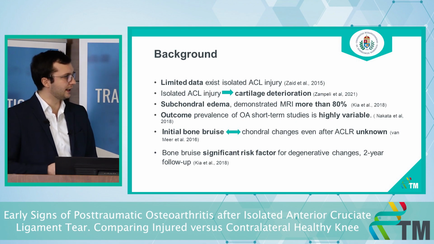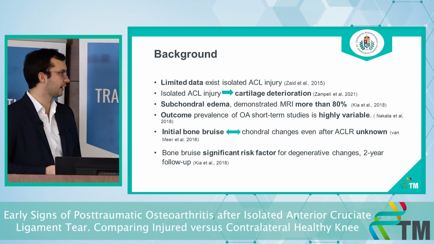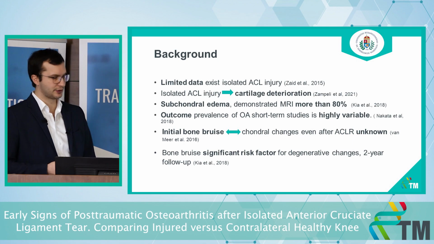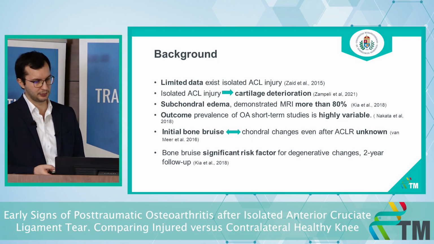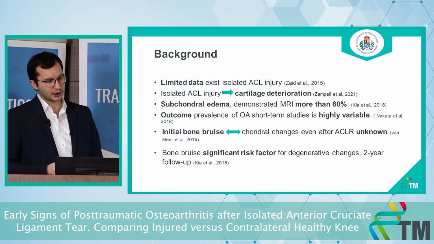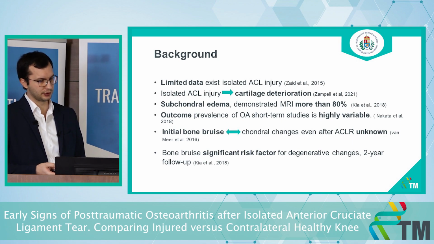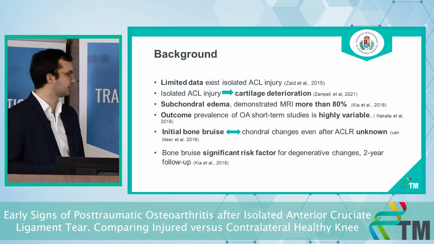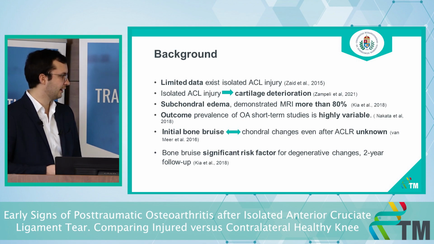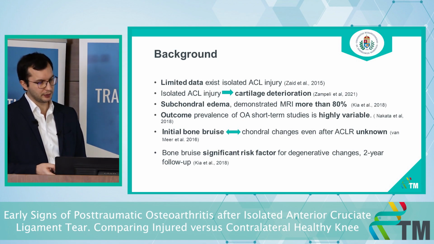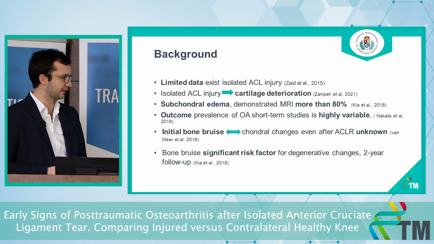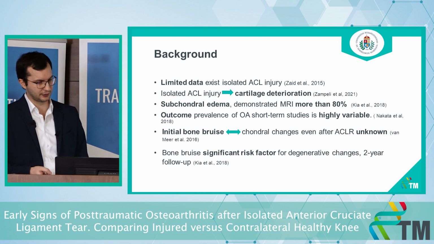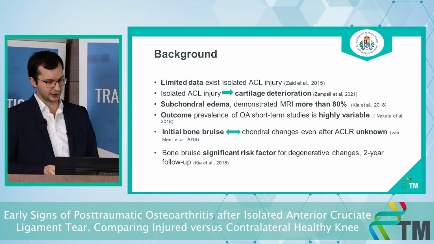Also, in more than 80% of the MRIs after that injury, subchondral edema is present. And also, this initial bone bruising could affect the chondral changes. And there is another study which says that bone bruise is a significant factor for the early degenerative changes.